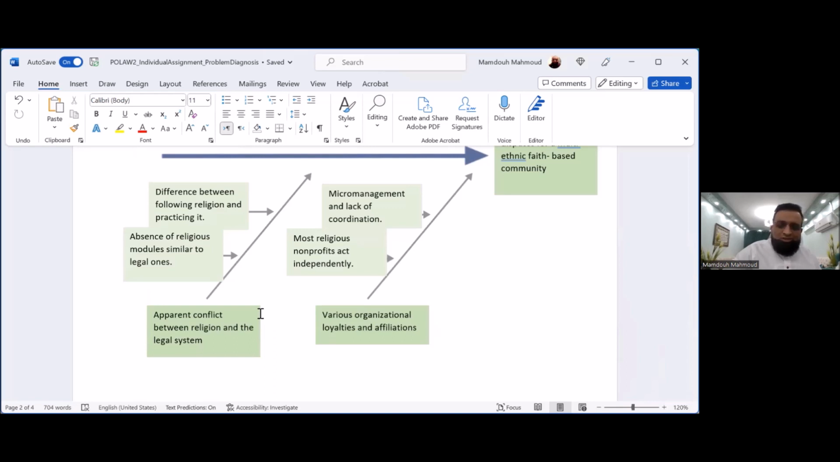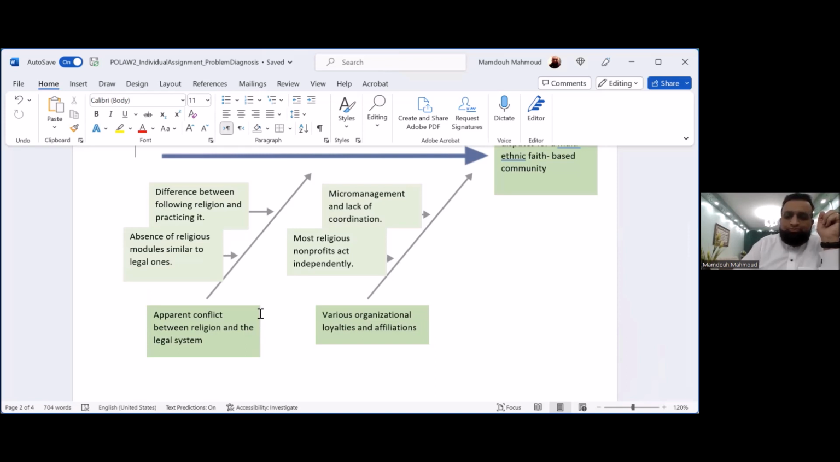Now we have under various organizational loyalties: this is Al-Faruq, this is ISGH, this is the Madrasa Islamiyya, this is the Masjid. Everybody has different things. Most religious nonprofits act independently. They don't act in coordination with other nonprofits, especially if there is a problem like divorce, youth suicide or drugs. They do not unite together. Everyone acts independently, and that adds to the problem. And then you have micromanagement and lack of coordination. Everyone is micromanaging its employees and its volunteers.